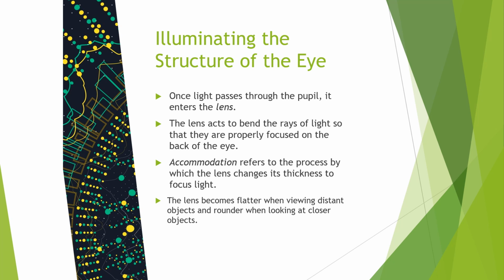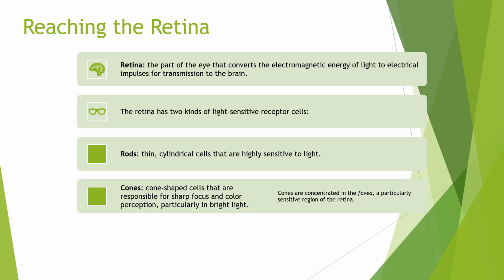Now we reach the back of your eye. The back of your eye is the retina. The retina is the part of your eye that actually converts that electromagnetic energy that we saw in the electromagnetic spectrum earlier. It converts that energy of light into an electrical impulse, and then that information is transmitted to your brain. So once that light stimulus reaches the retina, it's going to convert the electromagnetic energy to an electrical impulse, and then it's going to travel to your brain.